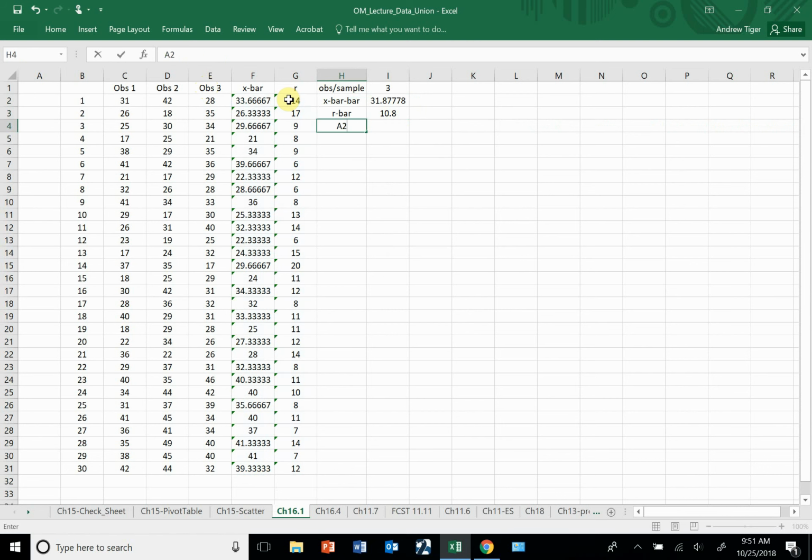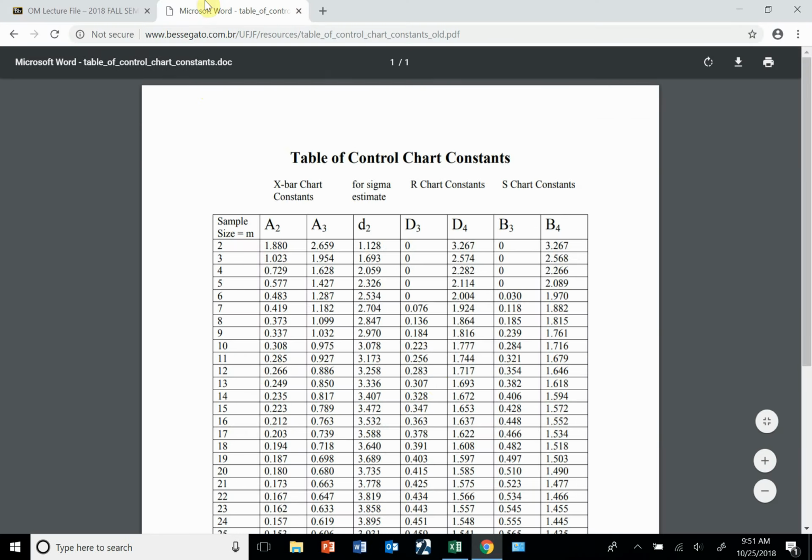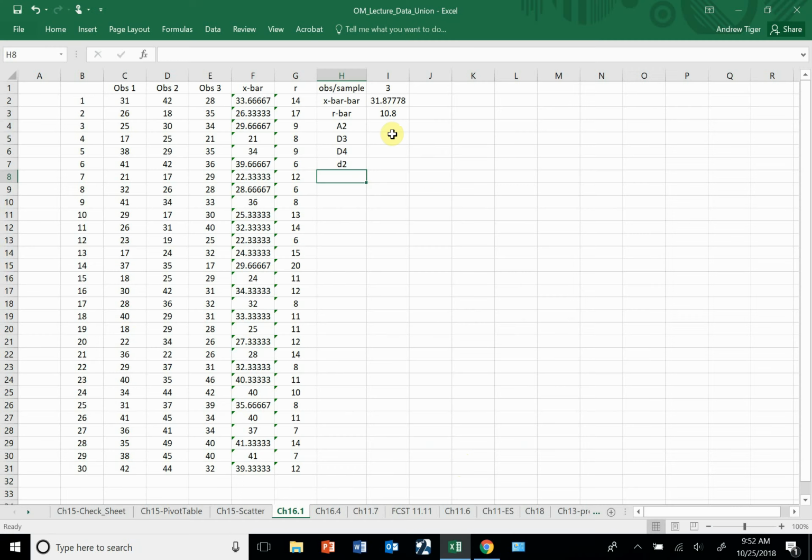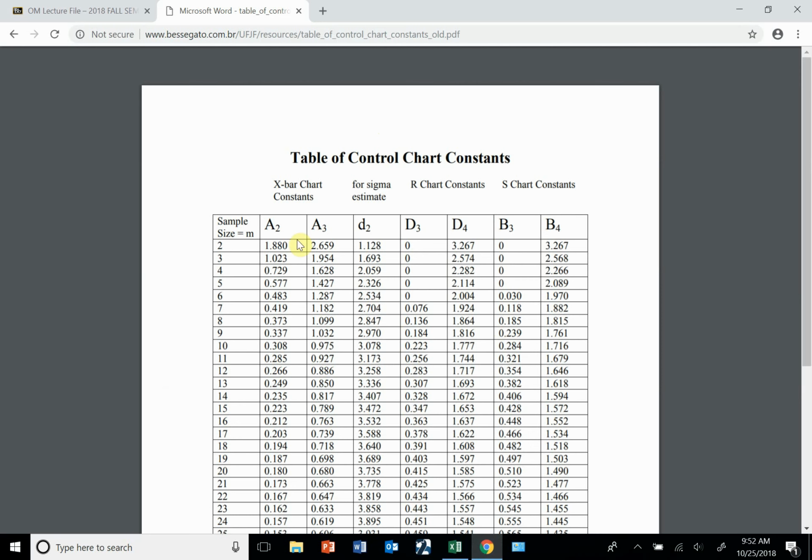To calculate control limits, I need to know the constants A2, D3, D4, and later on we'll use lowercase d2. Where do I get that data? You can do a Google of control chart constants. A2 is 1.023, D3 is 0, D4 is 2.574. These are constants. I'm also going to need lowercase d2, 1.693.